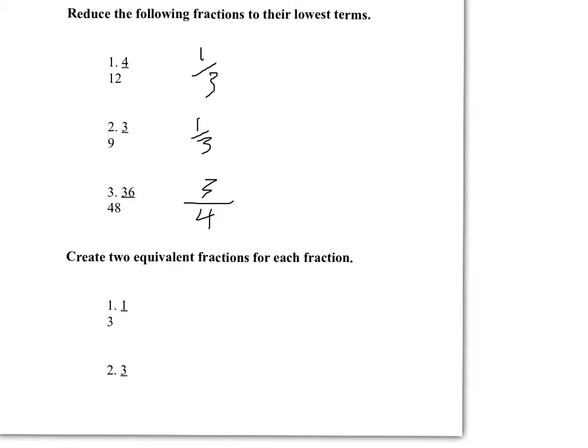Creating two equivalent fractions for each fraction. There are multiple answers to this, but the first ones, if you multiply both the top and bottom by 2, you get 2/6. By 3 is 3/9. By 4 is 4/12, and by 5 would be 5/15, and I could keep going on. If you have a question about whether or not yours is right, you can come check with me personally.